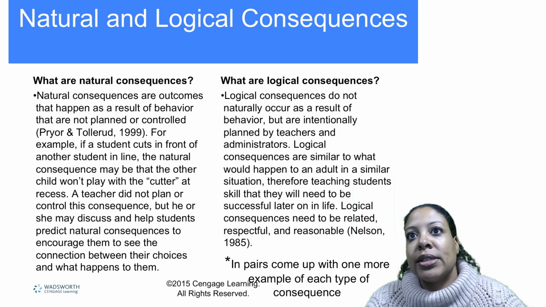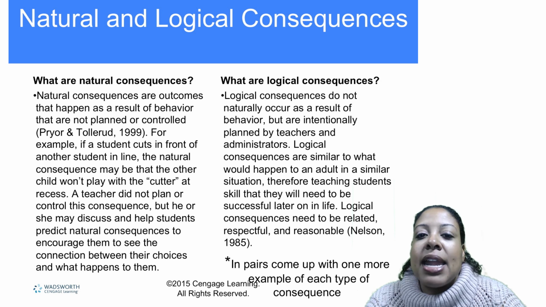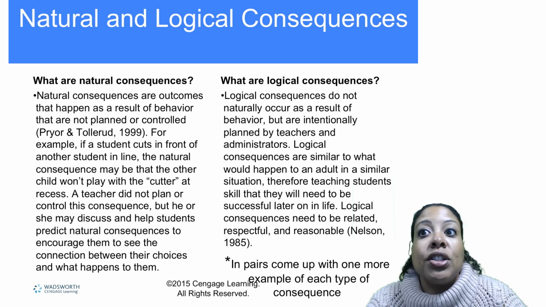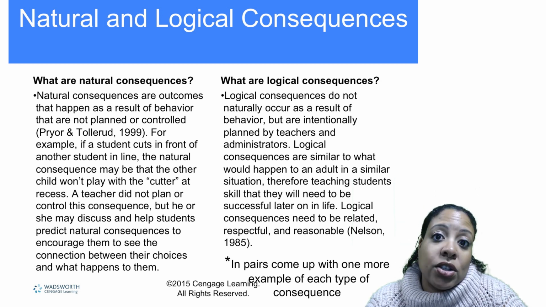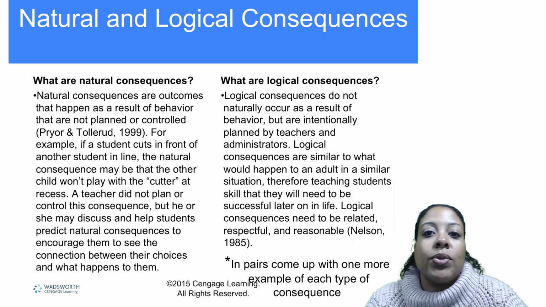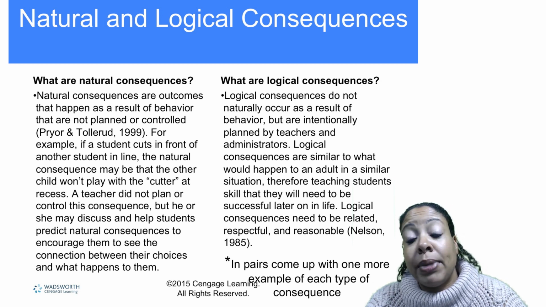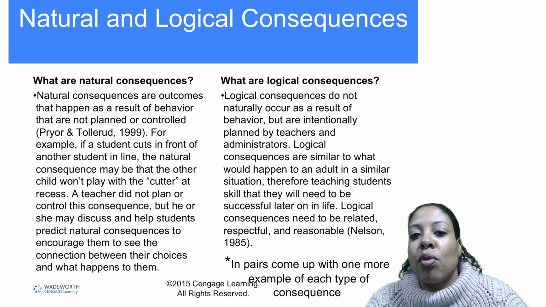Then logical consequences do not naturally occur as a result of behavior, but are intentionally planned by teachers or administrators or parents at home. Logical consequences are similar to what would happen to an adult in a similar situation. Therefore, teaching students skills that they will need to be successful later on in life. So again, the previous slide, the example with if you make a mess, you track mud on the floor, you would expect an adult to clean it up. Therefore, a logical consequence would be also to have the child clean up their mess. Logical consequences need to be related, respectful, and reasonable.